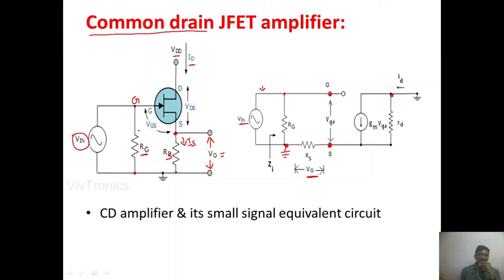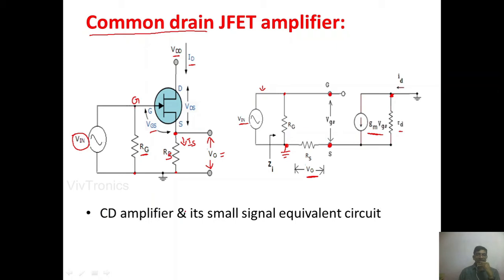Similarly, there is the input voltage VGS between the gate and source. In the equivalent circuit of the JFET we have VGS at the input side, and gm VGS at the output side along with the internal drain resistance RD between the drain terminal and the source terminal. This is how we draw the equivalent circuit for the common drain JFET amplifier. Now we are going to rearrange this circuit in order to get the output voltage.